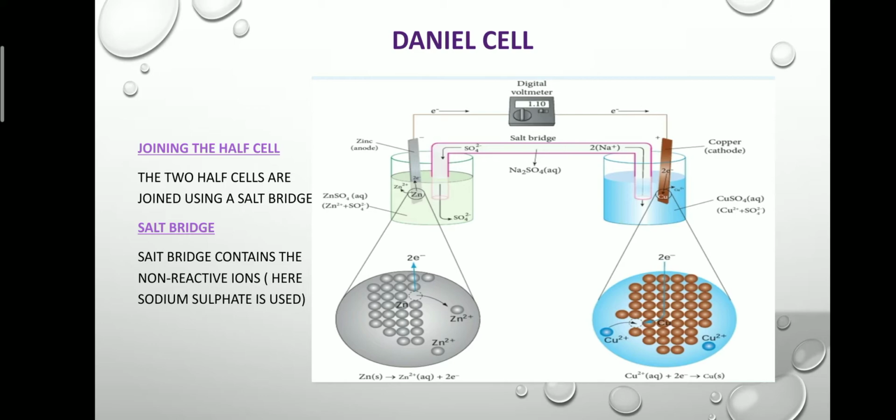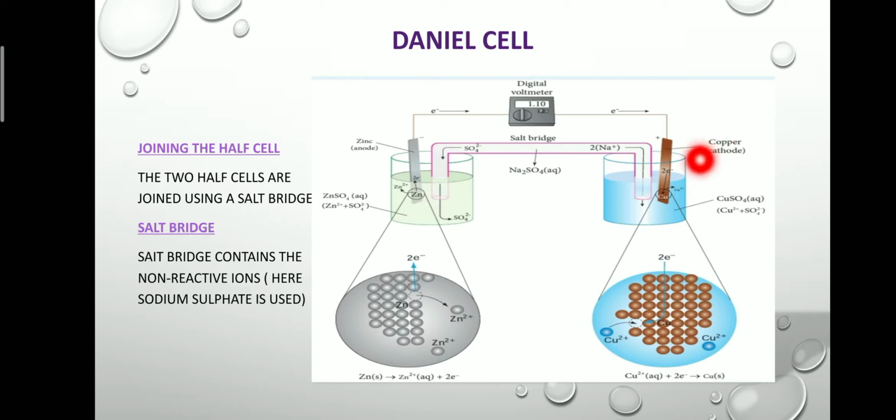So what happens is, as the reaction proceeds, when we place the zinc metal in a zinc sulfate solution at the anode compartment, the zinc loses its electron and goes into the solution. So at the anode, there becomes a greater number of Zn2+ ions. The positive ions will be in more numbers.